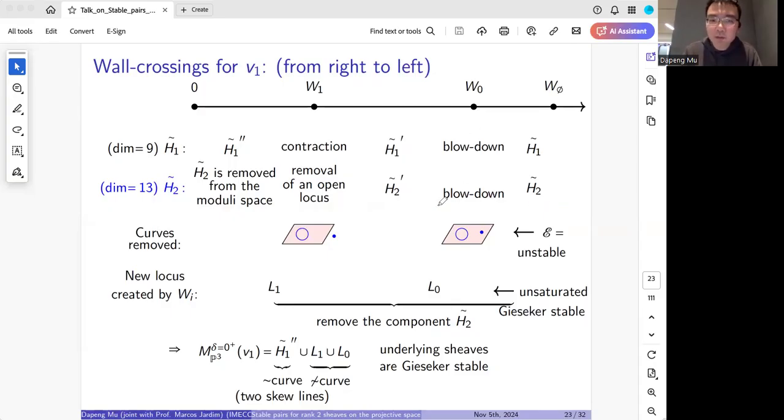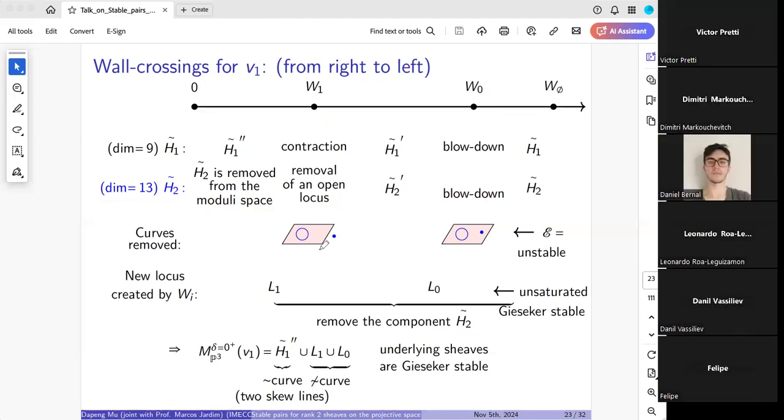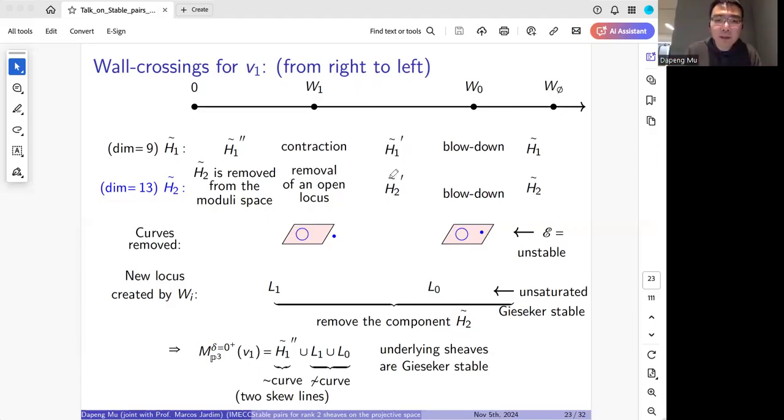So when crossing W0, this component is blown down. I will call the new component H2 prime. And then we cross W1, and then an open locus is removed from H2 prime. So when we land in the very first chamber, this H2 tilde is completely removed. Correspondingly, this H1 tilde undergoes two contractions while crossing the wall. But here we just focus on the second one.